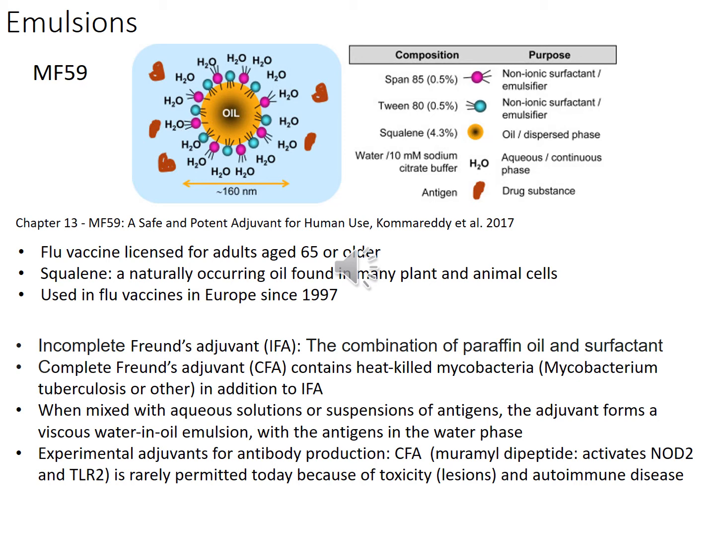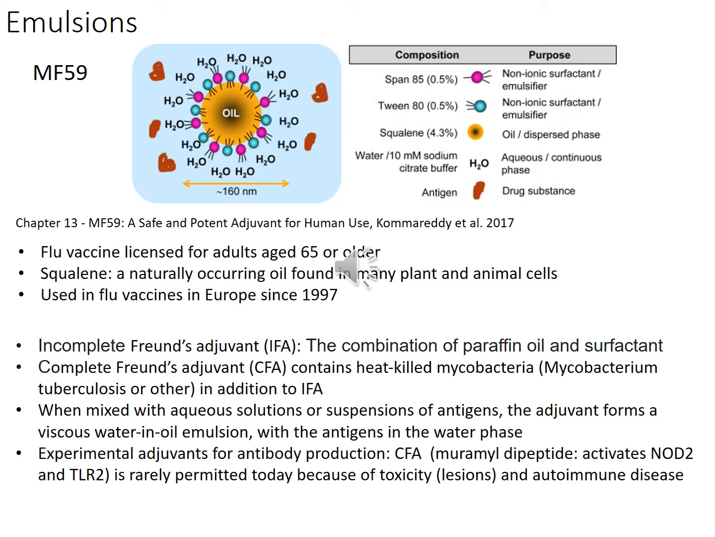There is a mixture of the antigen, or what do they call here, the drug substance. MF59 has been used in a flu vaccine for old persons, and in Europe it has been used quite a long time. So this is an interesting concept, that an emulsification itself has an adjuvant effect, even if the components of the emulsion do not have adjuvant properties in themselves.